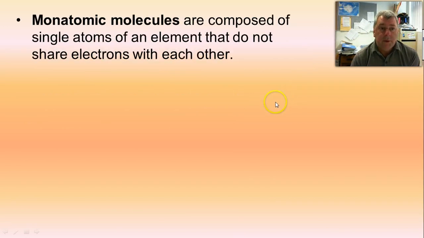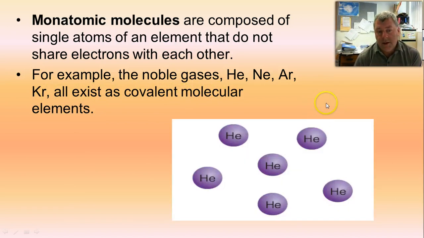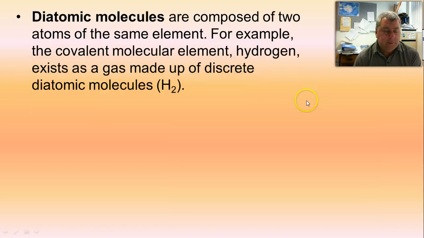Okay. Monatomic molecules are composed of single atoms of an element that do not share electrons. So really the only ones that can be monatomic molecules are going to be the noble gases. There you go. Helium, neon, argon, krypton all occur as covalent molecular elements. There's an example. Helium, there's no bond between them. Okay, they're happy. And they're classed in the covalents simply because they're non-metals, though strictly speaking there's no sharing of electrons. But they occur as molecules.